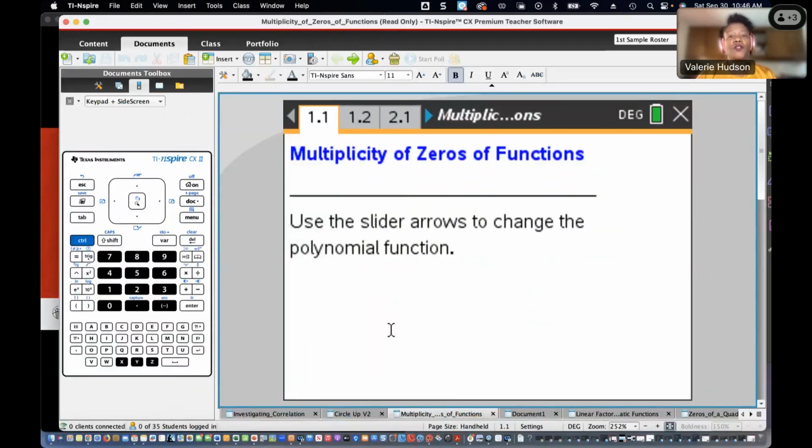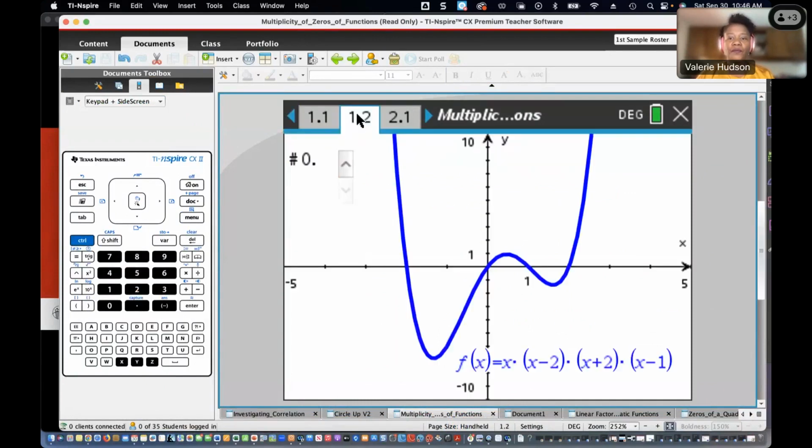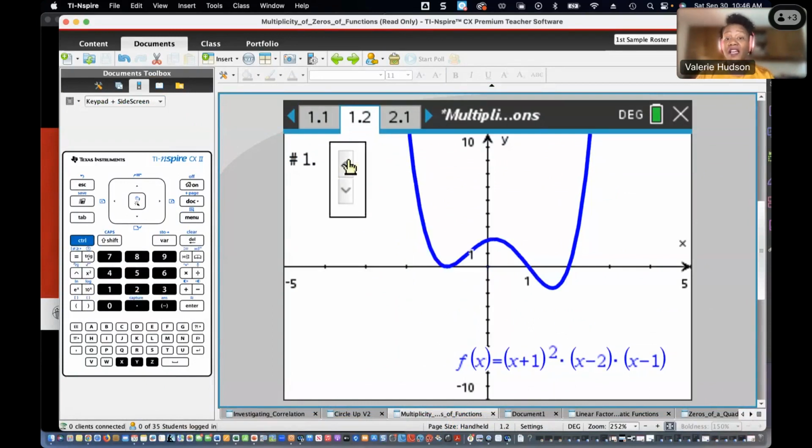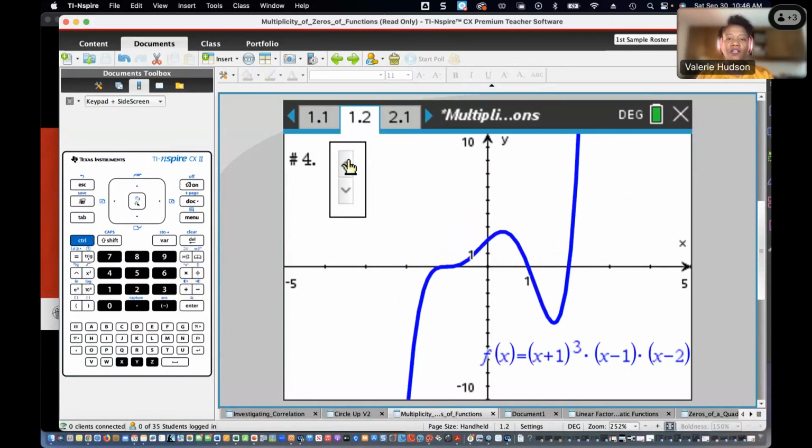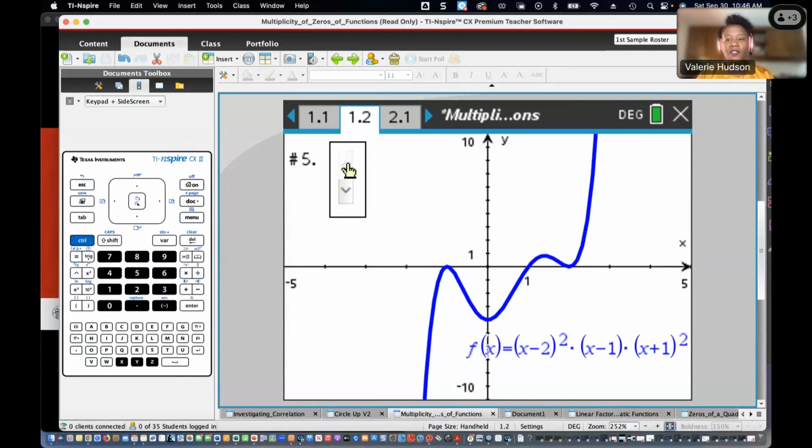Okay, so multiplicity of zeros of functions. So here we have a graph. Obviously, the equation is given. Students are asked for the x-intercepts and zeros, so we're tying that vocabulary together. On the slider, we have yet another graph, and we have quite a few different graphs. And students are asked similar questions.